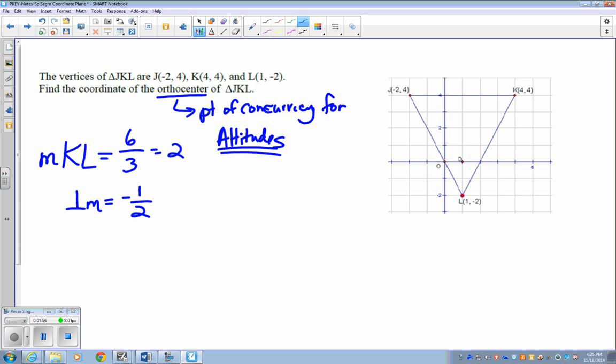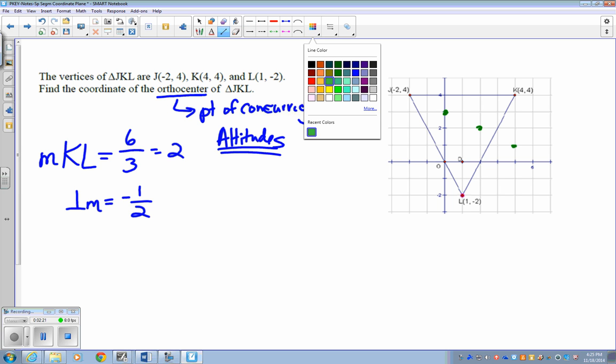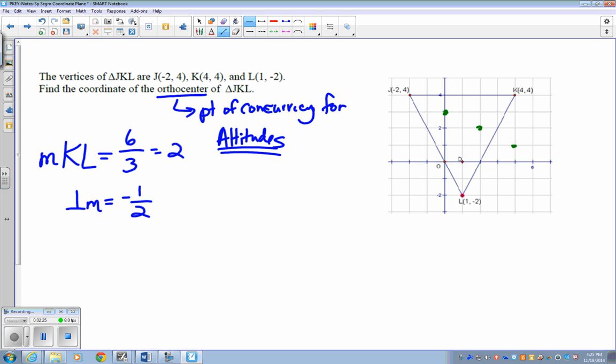So I start at that vertex J, and now I'm going to use my perpendicular slope. That means I'm going to go down 1, to the right 2, down 1, to the right 2, down 1, to the right 2, and I'm going to draw a line through those points. And that line is the altitude because it goes to the vertex and it's perpendicular to that side.